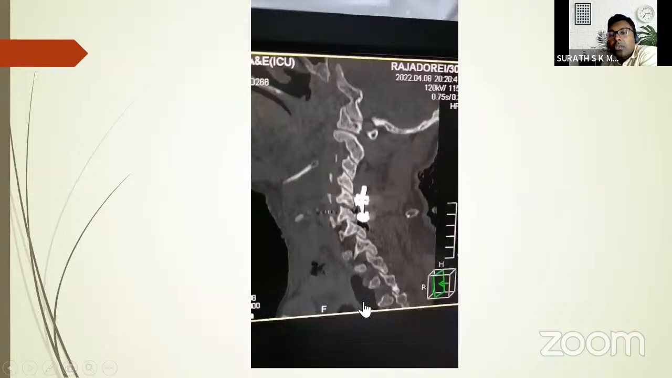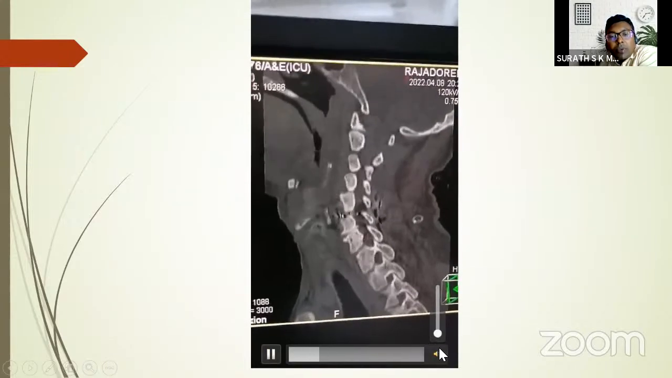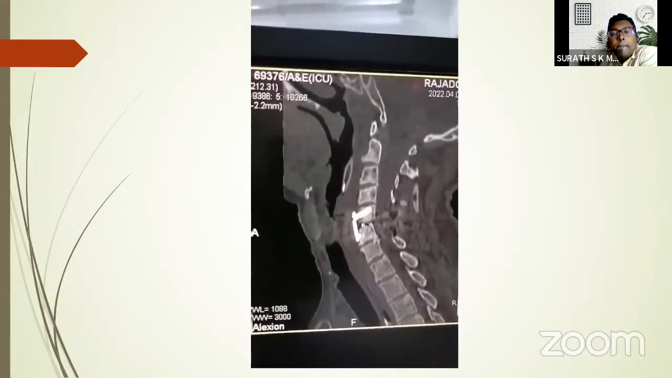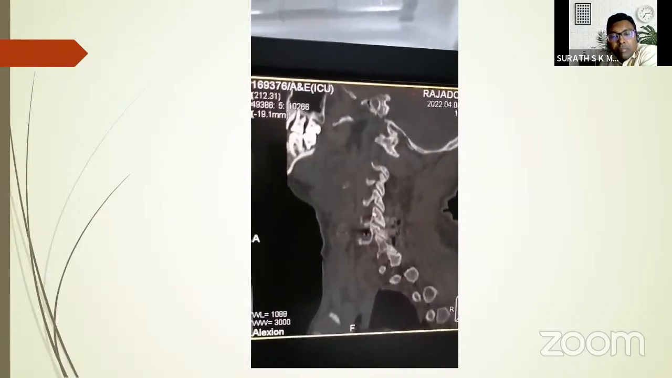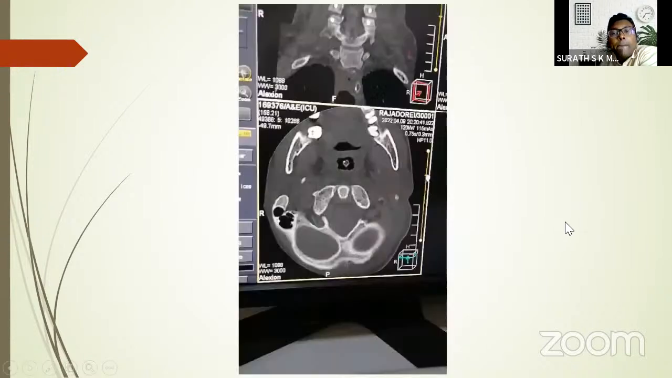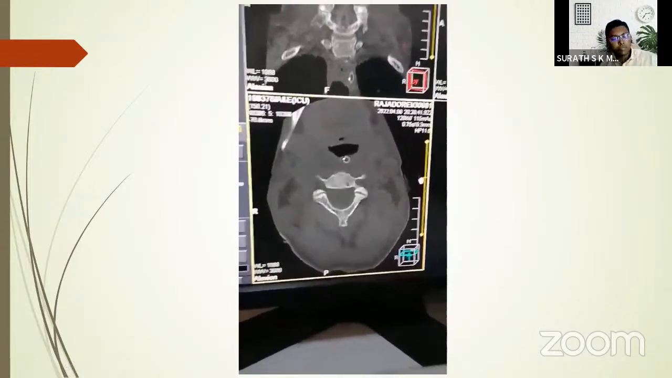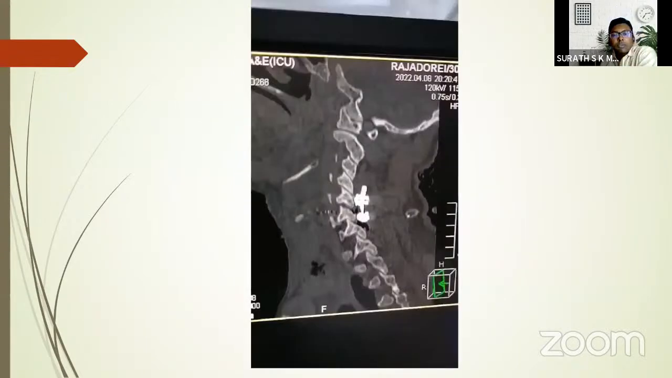So this is the CT post-op. I usually do posterior decompression in this type of patients. I routinely do. So this is the axial view.